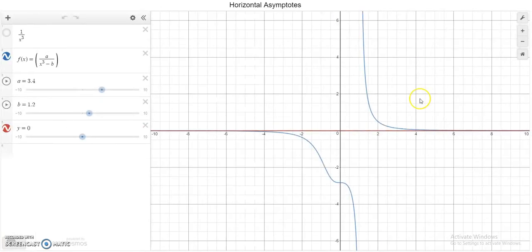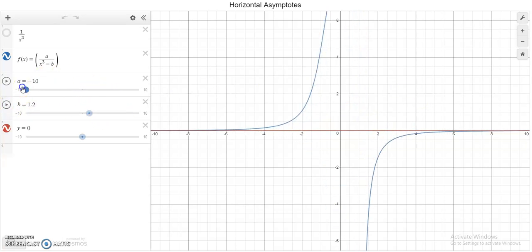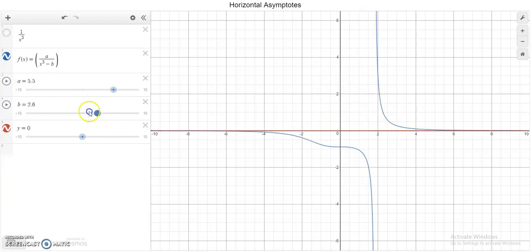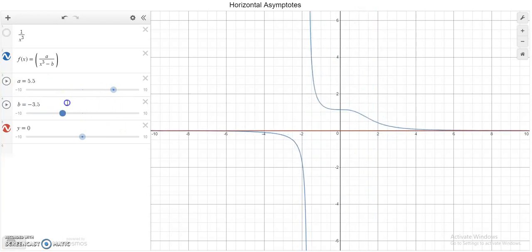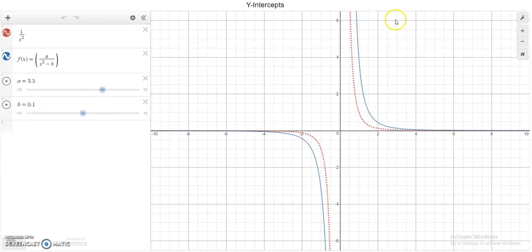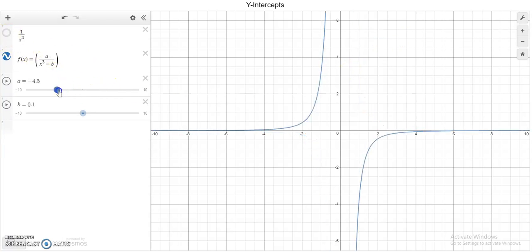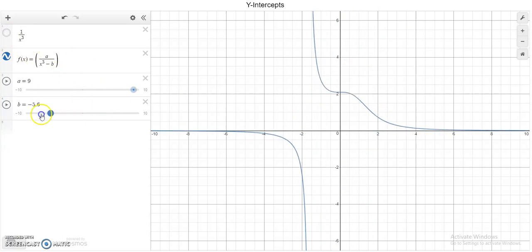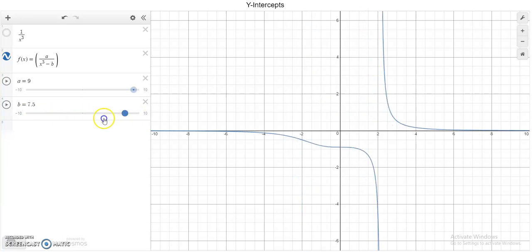Just like the other two functions, the horizontal asymptote will remain the same, because other than 0, it'll never cross that horizontal asymptote. They're similar because no matter how you change this function, it will not cross that x-axis.